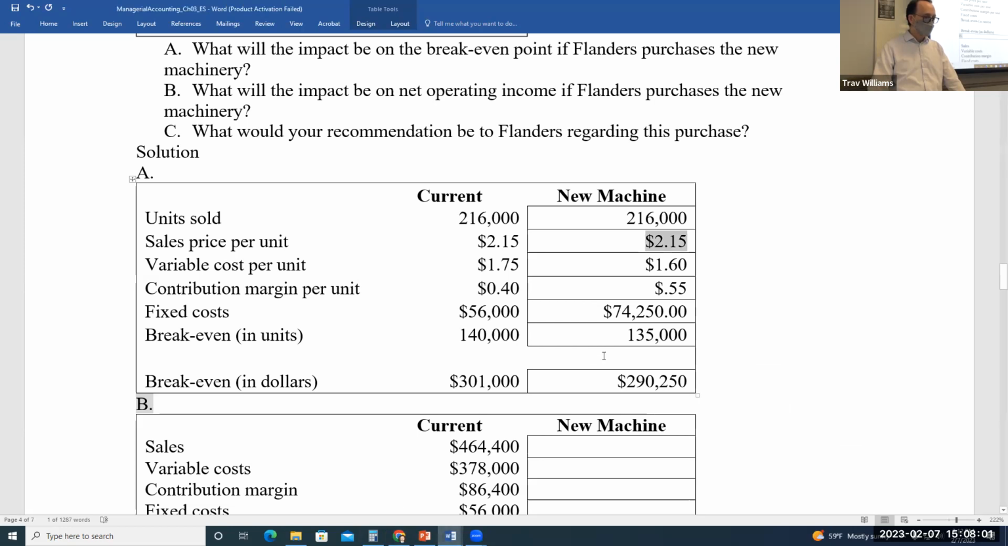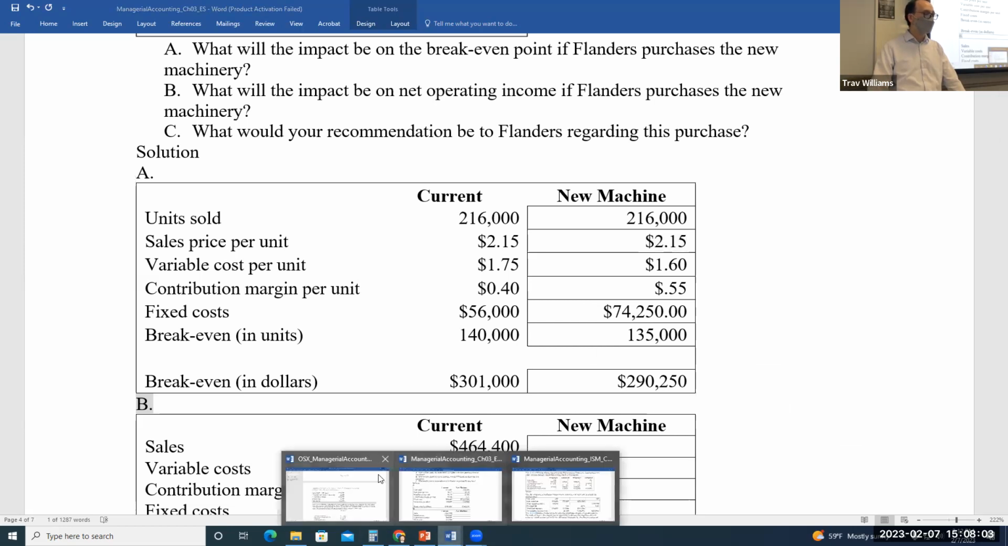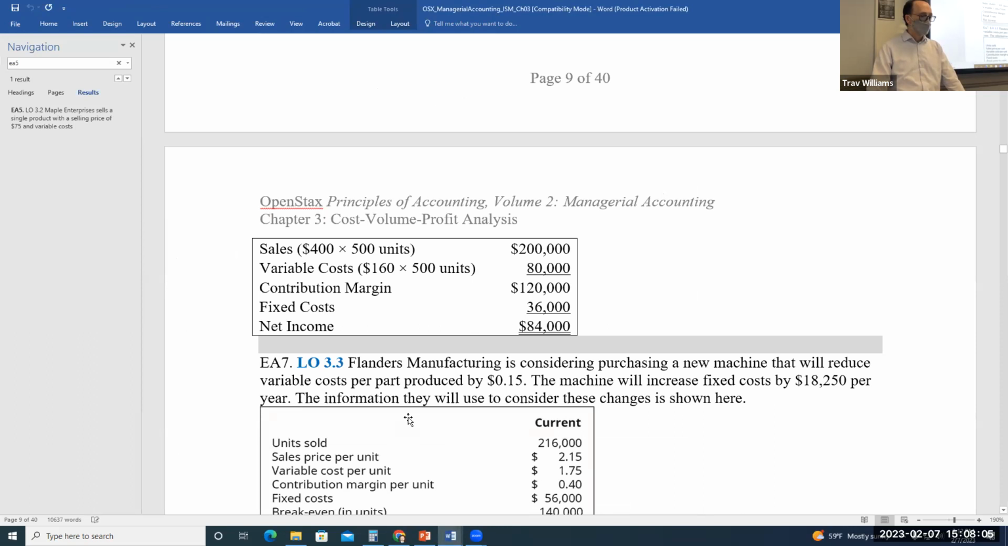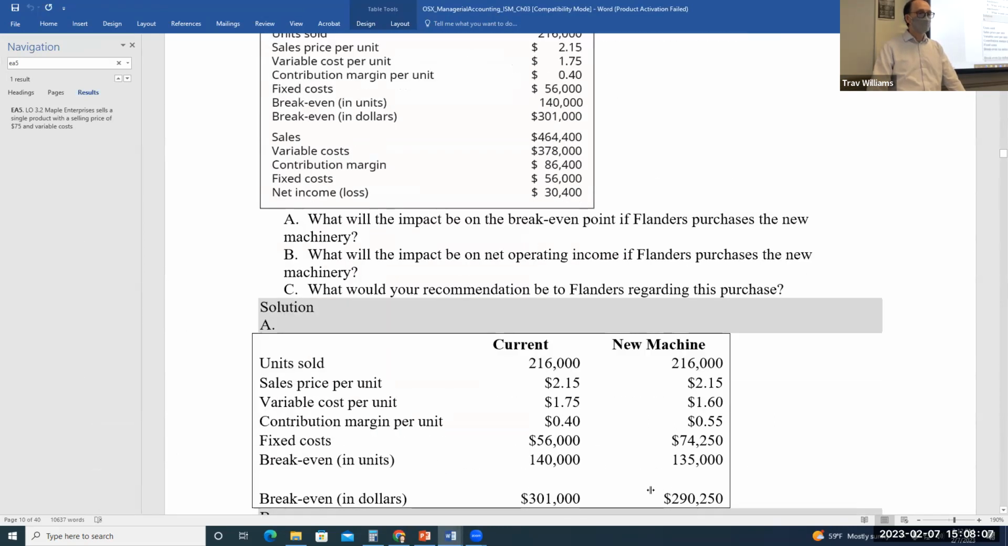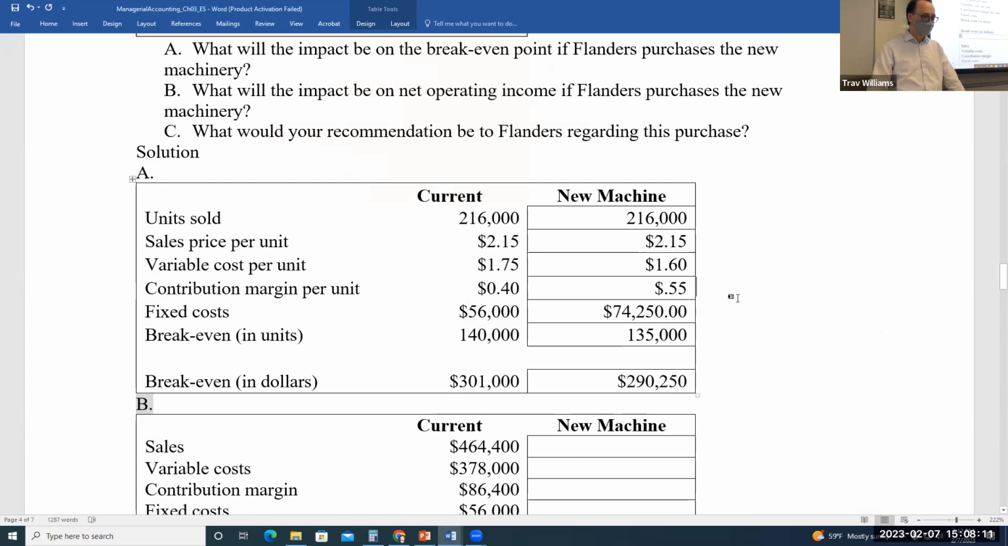Let's see which one's the official answer. I think it's the 290,250. Yes, so we'll go with that one because we know it's right, according to Canvas. Okay, so we filled out part A. Any questions there? So let's go to B.